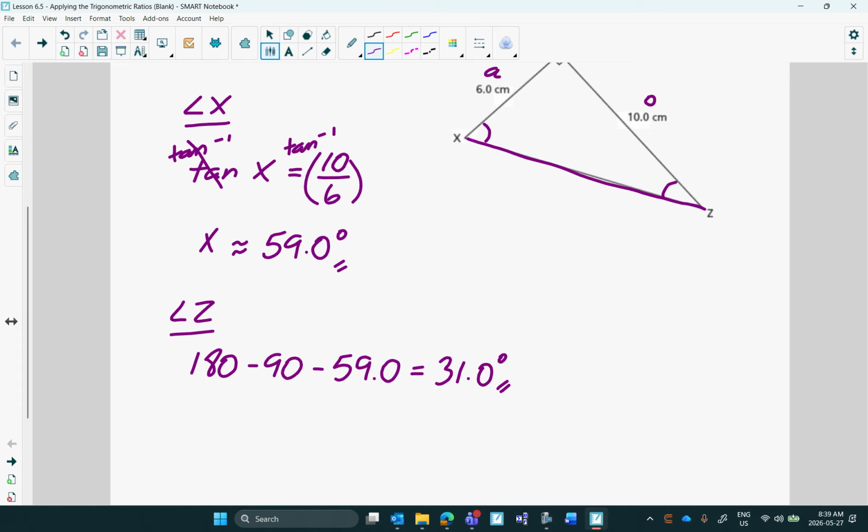You could have used trig, you could have used tan again. This time it would have been tan z equals 6 over 10. And then solve from there. You'd still get the same answer.